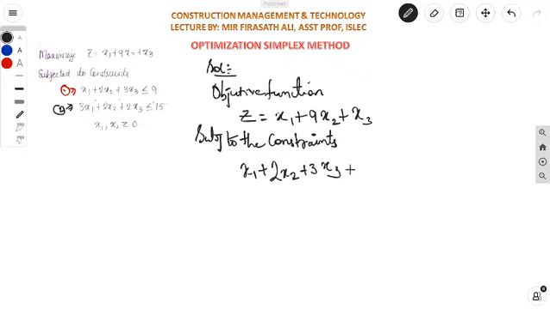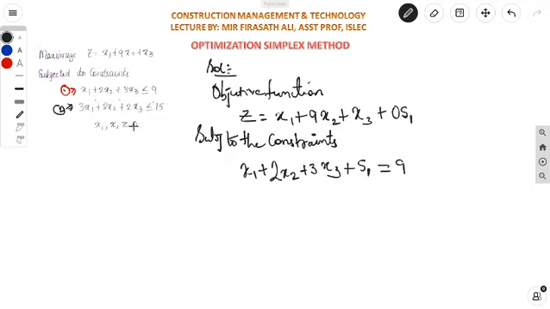To remove that less-than-or-equal-to symbol and make it equal to, what do we need to add? We need to add one slack variable here, so that this value is equal to 9. This S1 is known as a slack variable. This slack variable we will introduce in our objective function in terms of 0 into S1, as S1 is not present in the objective function.